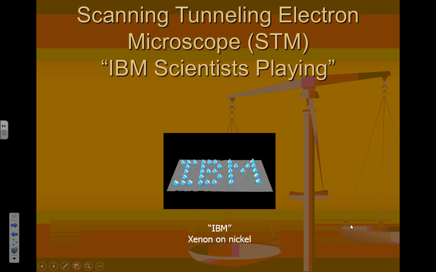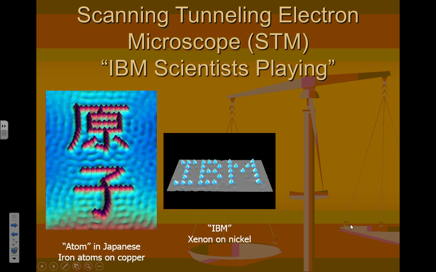Now, it wasn't long before they played even more. And at one point, IBM scientists made the world's smallest sign. They spelled out the letters for IBM in xenon on a nickel background. From there, other scientists did other things. A little more modern technique here. So coming into the future, some Japanese scientists used Japanese characters to spell out atom. And these were iron atoms on a copper background.